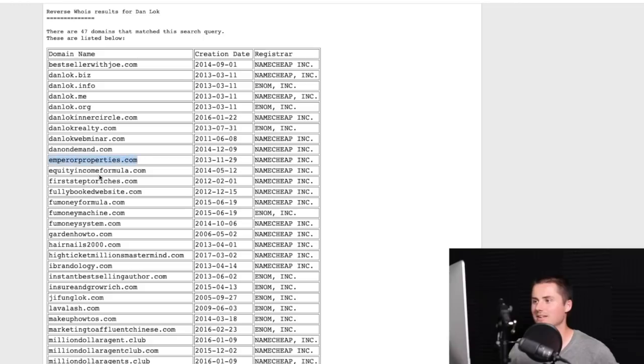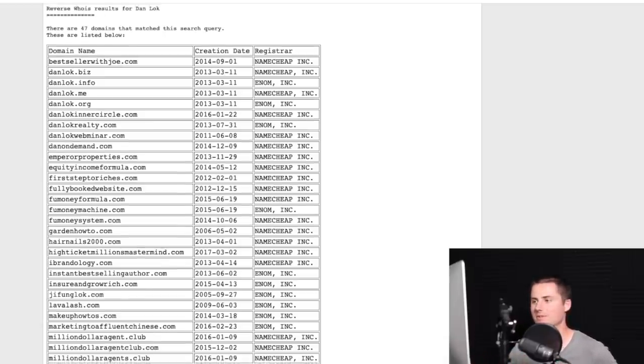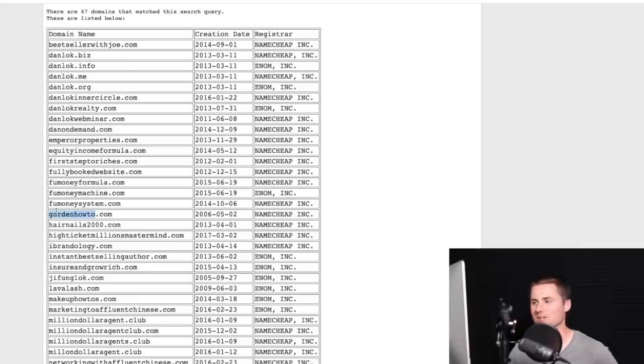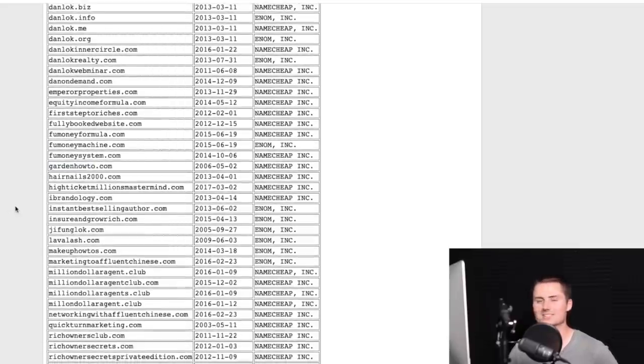There's so many silly sounding domains that I'm guessing he went out and purchased in hopes to maybe one day have the domain, or was holding it in case someone else wanted them so that he can, there's a whole marketplace where you can lease these or sell them for a profit. But it's kind of funny. He has a garden howto.com. So now he's a gardening expert. He's just an expert in everything.